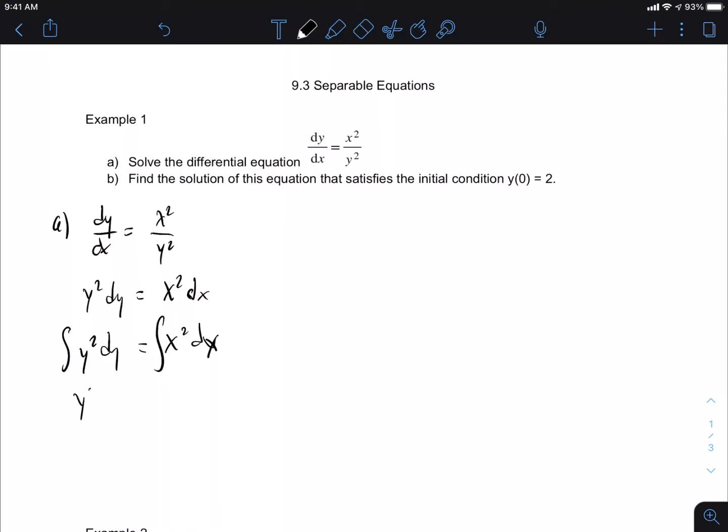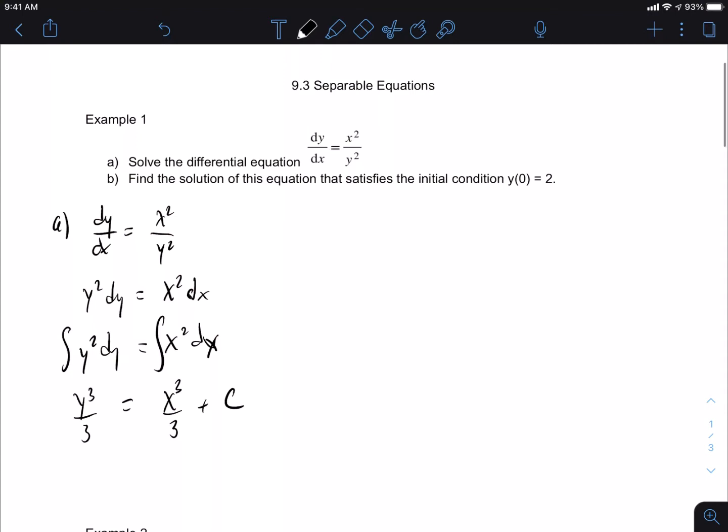And we're going to get y cubed over 3 is equal to x cubed over 3 plus some constant c. And the reason that we have a constant c there is because these are indefinite integrals, correct? Okay, now we have plus c on both sides, but I just moved it to one side, right? So a constant minus a constant is still some constant, correct? We just don't know what that constant is. Agreed?